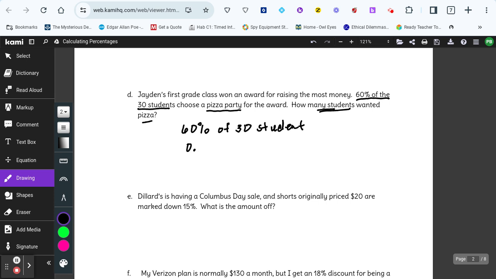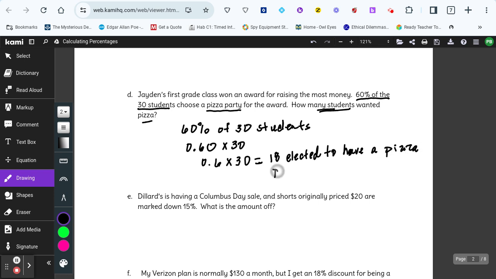So I'm going to change this to a decimal. That's 0.60 times 30, or 0.6 times 30. So you just multiply that out. You take your calculator and you multiply 0.6 times 30, and we come up with 18. So 18 out of the 30 students elected to have a pizza party. Okay? 18 elected to have a pizza party.